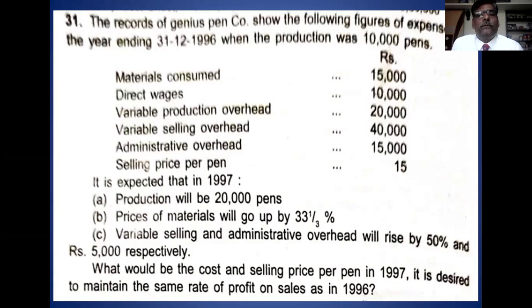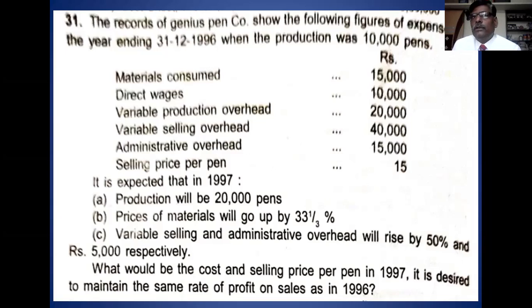Material consumed 15,000, direct wages 10,000, variable production overhead 20,000, variable selling overhead 40,000, administrative overhead 15,000, and selling price per pen is 15 rupees. If you multiply by the number of pens manufactured and sold, you will get the total sale. If you divide the total cost by the number of pens manufactured, you will get the cost per pen. This is the information given for the year 1996.